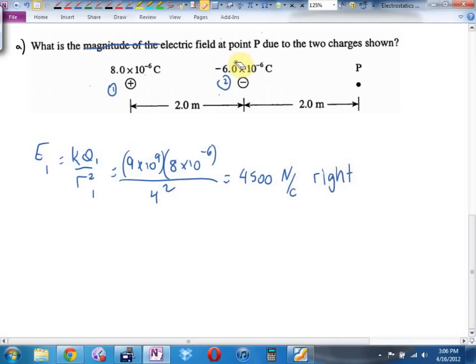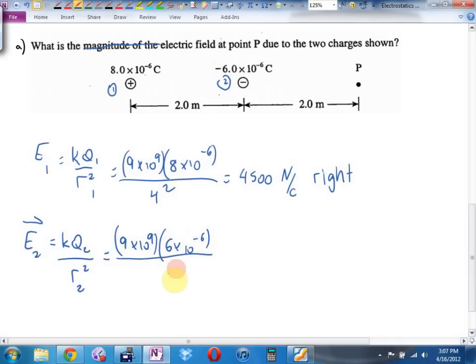Now we repeat the procedure for charge 2. Electric field from charge 2 is going to be kQ2 over R2 squared. It's going to be 9 times 10 to the 9th. Alex, am I going to put the negative in? No, not for vectors. We decide the direction. 6 times 10 to the negative 6, all over, its distance is 2 squared.